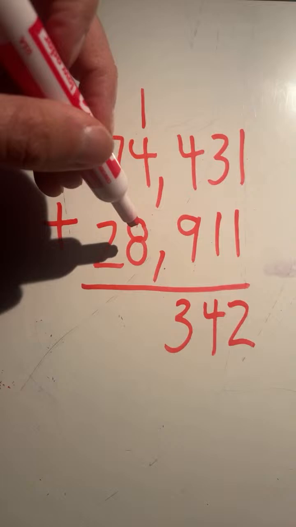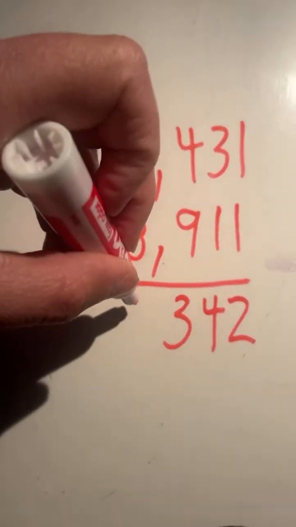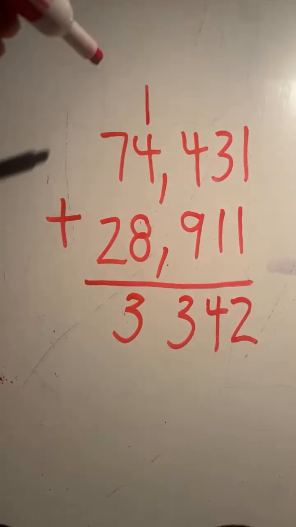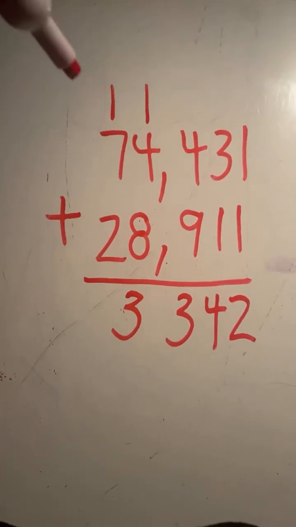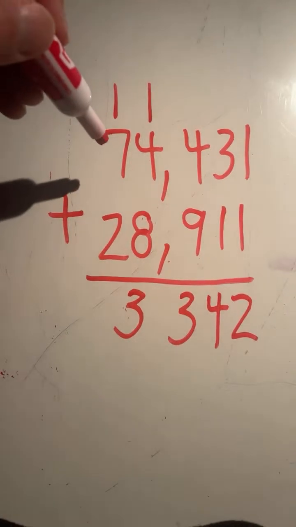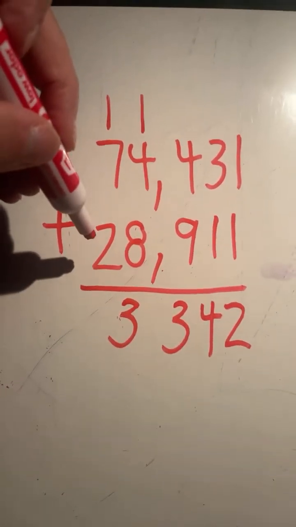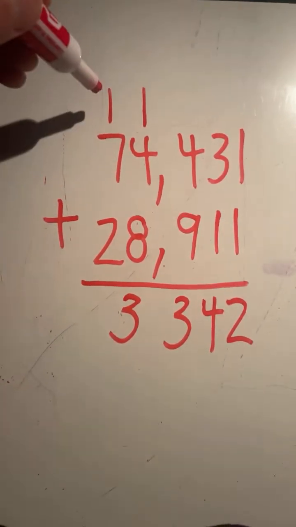Four plus 8 equals 12. Plus 1 equals 13. Again, we regroup. The 3 in 13 goes in the thousands place. The 1 goes in the 10,000s place. 7 plus 2 equals 9. You have to remember to add the one that we carried over. That makes it 10.